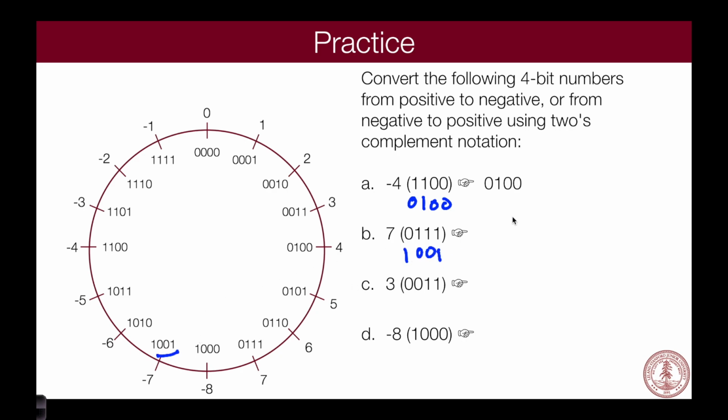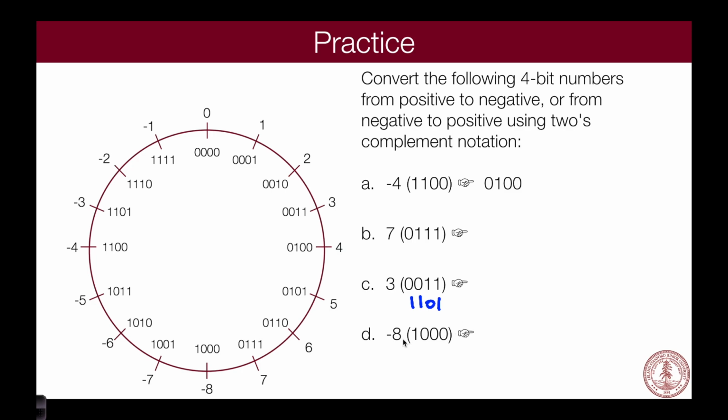Okay, the explicit way is to say, flip all the bits, 1, 0, 0, 0, and then add 1. 1, 0, 0, 1 is our negative 7. It's actually not too much slower to do it that way; the other way is maybe a little bit faster. 3 is going to be 0, 0, 1, 1, so we write down the 1 and then flip everything else: 1, 1, 0, 1 is negative 3.